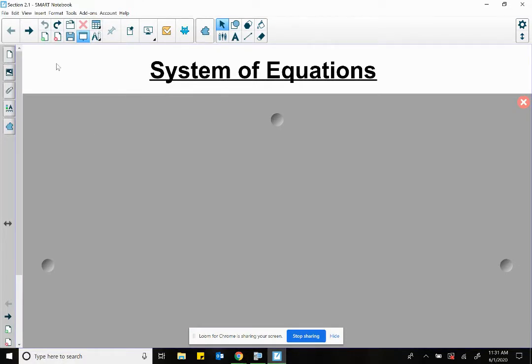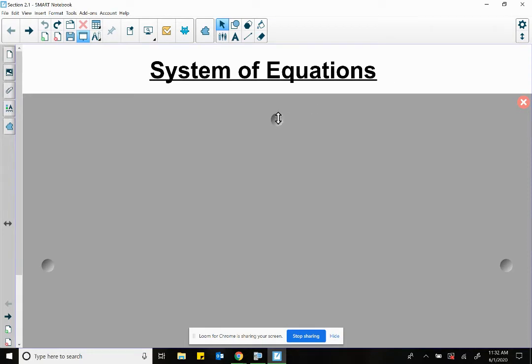So first things first, Chapter 2 is about the systems. Chapter 3 is about the factoring. So let's go ahead and start talking systems of equations. Section 2.1 is kind of the basics, just giving you some heads up and reminding you about what systems are.